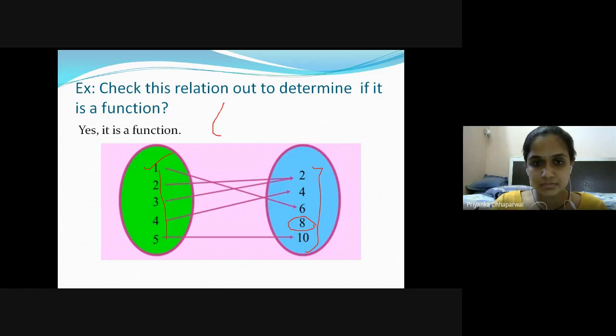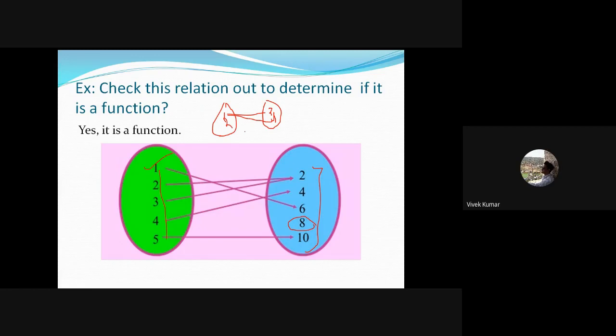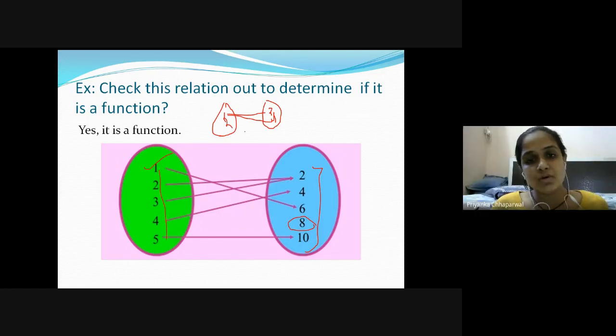Suppose I'm taking one example like this: 1, 2, and I'm taking 2, 4. If I write that 1 gets 2 and 1 also has 4, is it a function? Yes or no, students? No. Why no? Because every student gets a single grade. Whatever they get, only one grade will be given. So enrollment number 1 has got two grades, 2 and 4. It is not possible, so it is not a function.